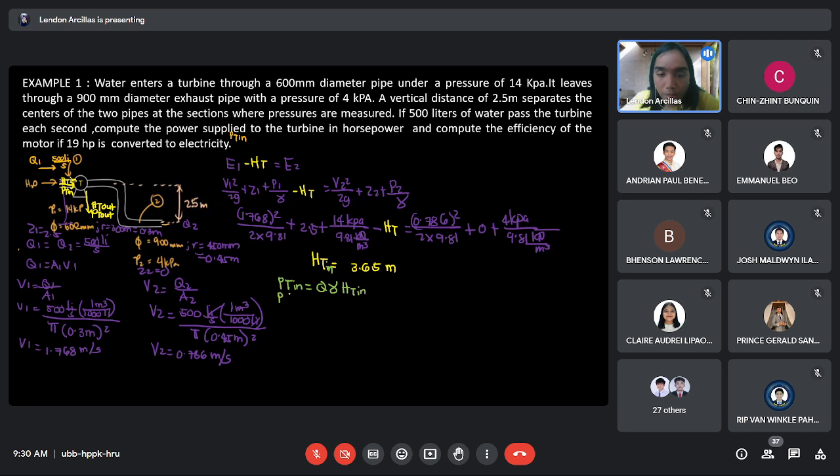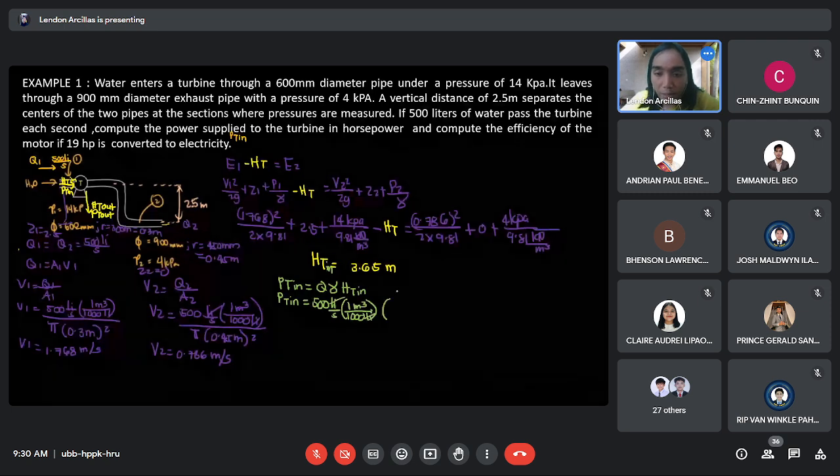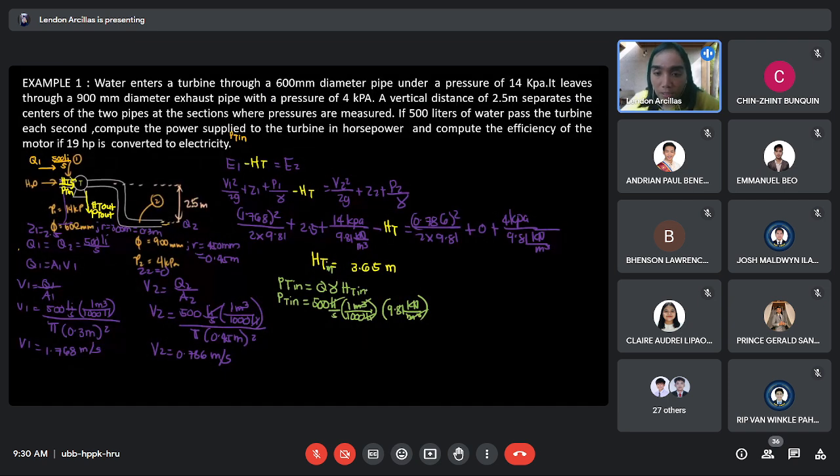Okay? So, power of the turbine supplied, or ang in is supplied, is Q, which is 500 liters per second, converted, times the specific weight of water, that this one times 9.81, or 9.81 can be good also. Okay na yan. And then, yung HT in is 3.65, or the energy head caused by the turbine inside.